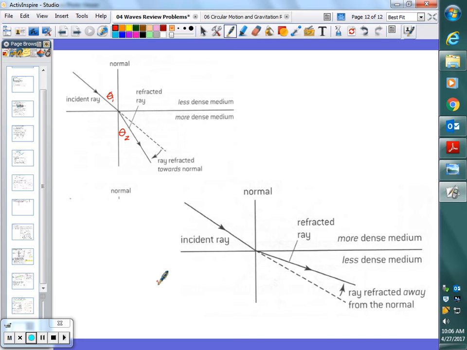When we go from less dense to more dense, we actually get closer to the normal line. So if you measure this one versus this one, when we go from less dense to more dense, theta 1 is going to be greater than theta 2.